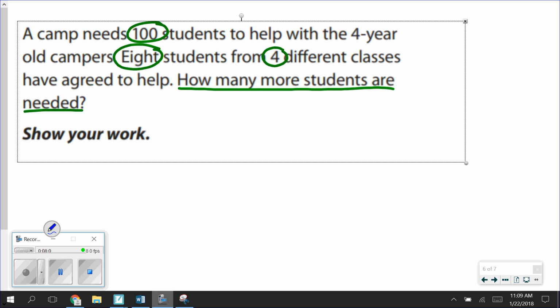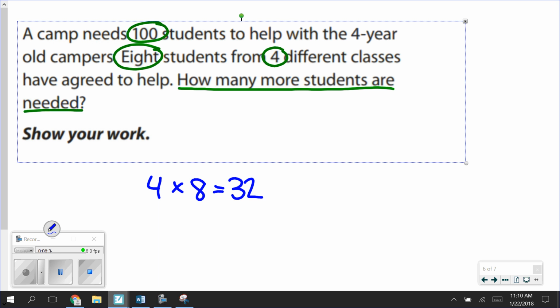So let's talk about what we did here. First, we need to know how many people they have to help already, right? So they have 8 students from 4 different classes. That's 4 equal groups of 8, right? Which I know if I multiply by 4, I double it. 8 plus 8 is 16. 16 plus 16 is 32. So far I have 32 people helping. Okay? And then they need 100. So I need to know how many more helpers do I need.